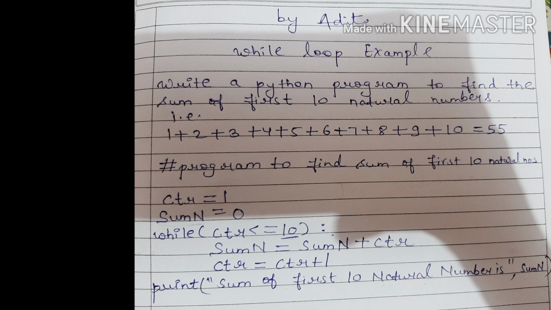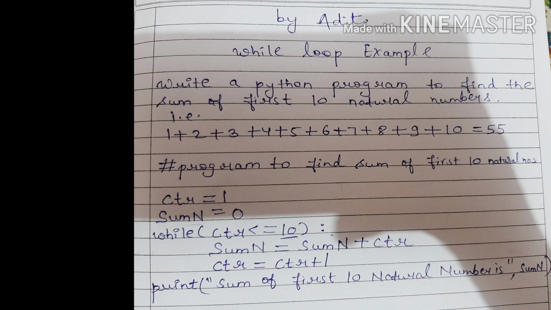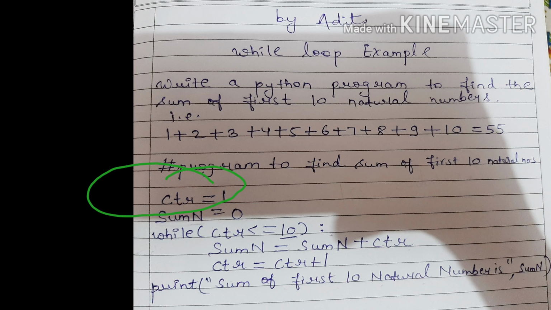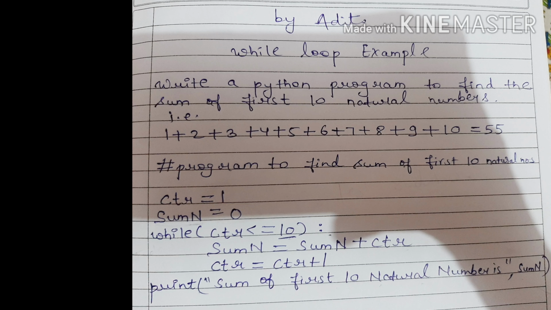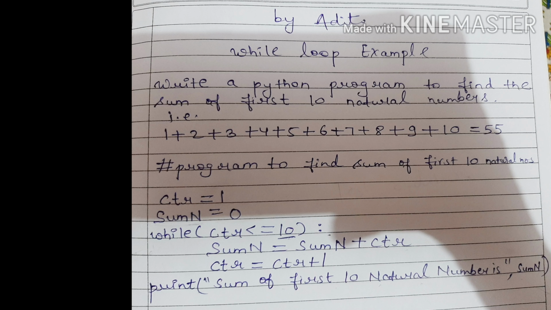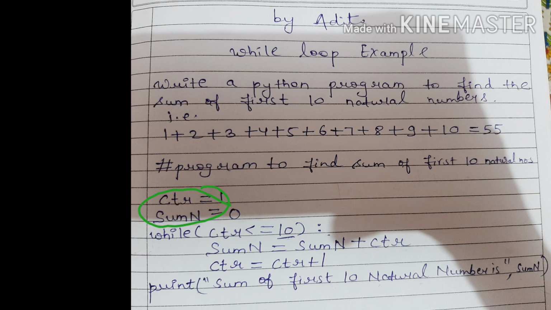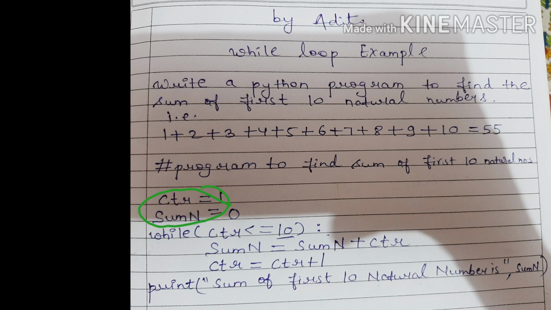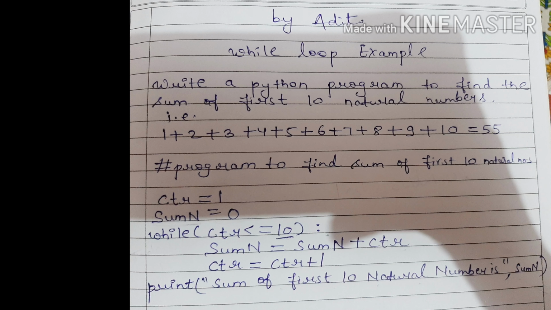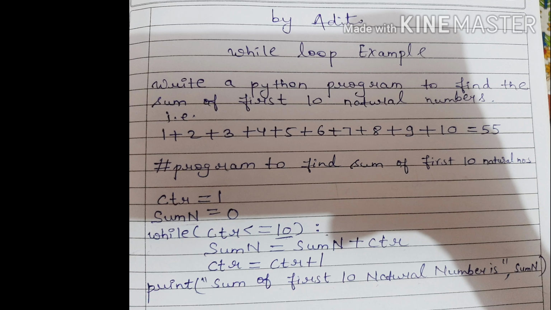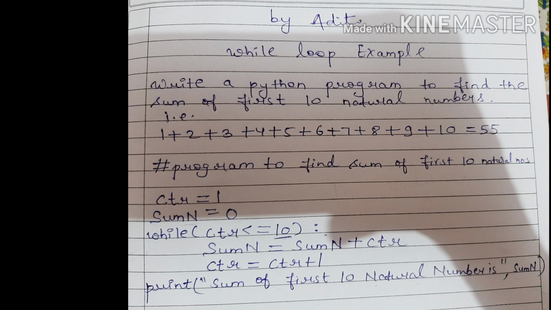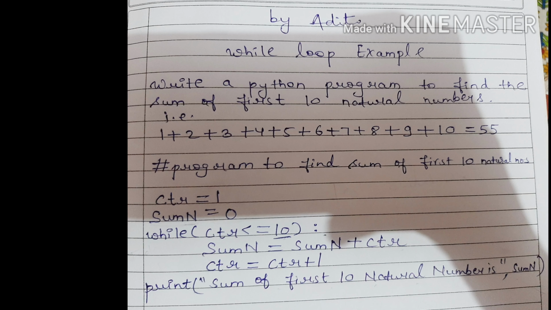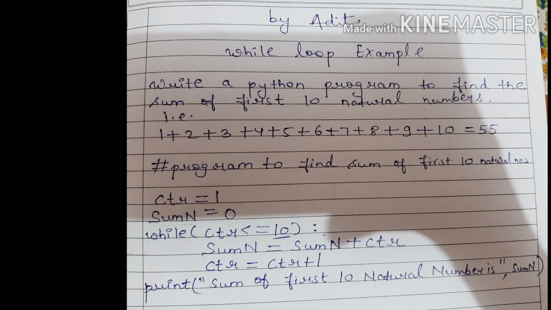As we have to find the sum of first n natural numbers beginning with 1, we initialize the loop control variable ctr with value 1. When we want to find the sum of any numbers, we must assume some variable to be initialized to 0 always. So here we have initialized the sum n variable to 0. In the while loop, while is a reserved word written in lowercase, followed by a test condition: ctr less than equals to 10.